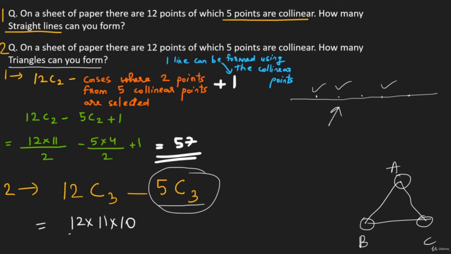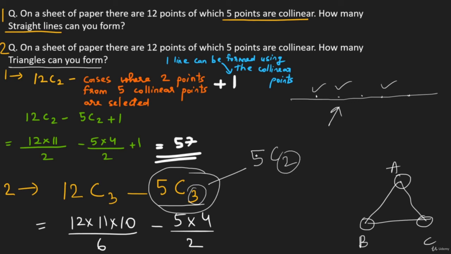12C3 is equal to 12 into 11 into 10 by 3 factorial or 6, minus 5C3 is 5 into 4 by 2. Why is that? Because 5C3, we know, is equal to 5C2, because 3 plus 2 is equal to 5, and 5C2 I can solve as 5 into 4 by 2, right? So that's the answer to this question, and we can simplify this. 6 gets cancelled from the numerator and denominator. So over here you have 22 into 10, which is 220, minus 5 into 2, which is 10. So 220 minus 10 gives you the answer as 210.